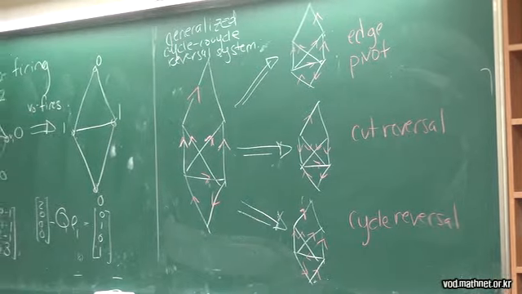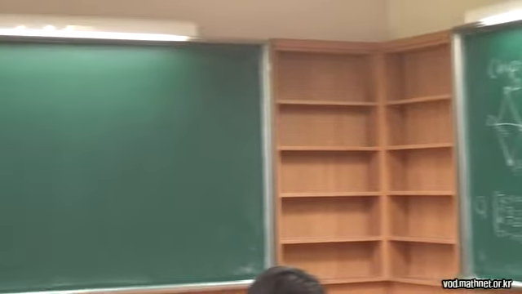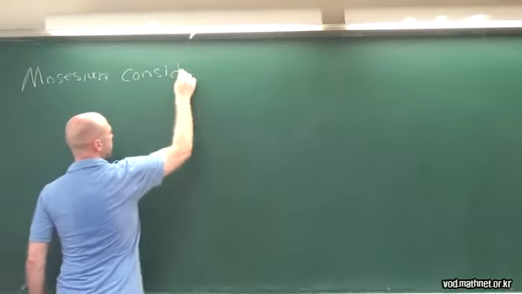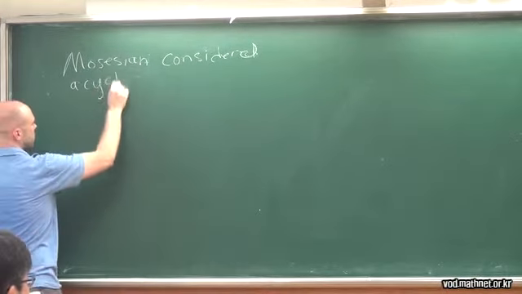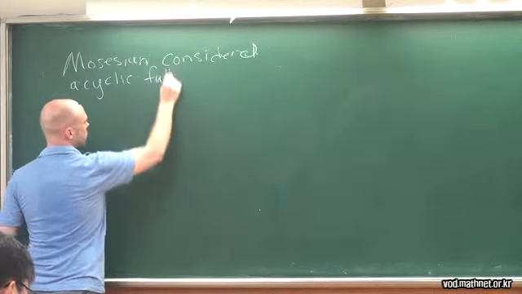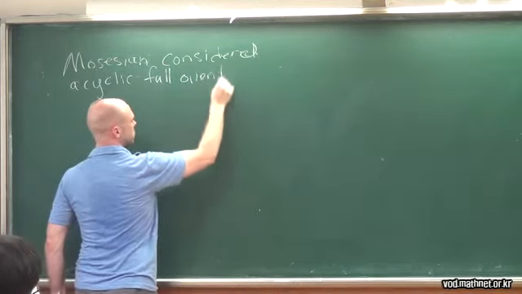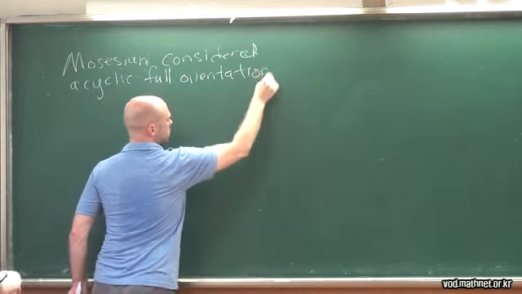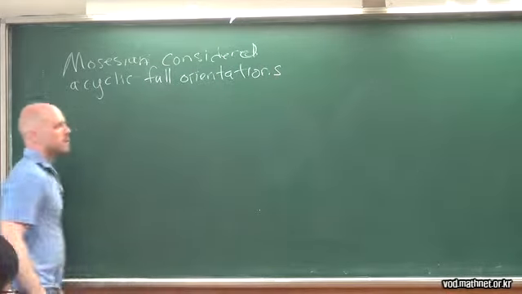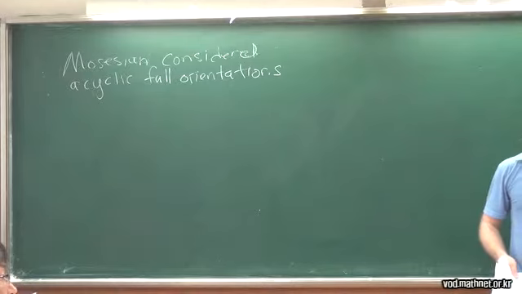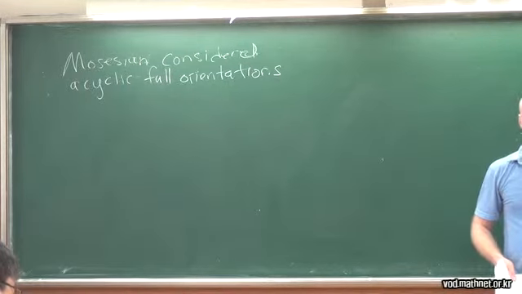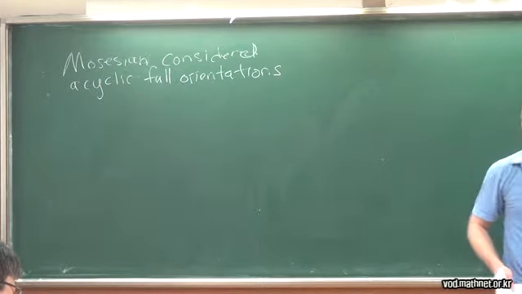So Mazessian considered acyclic full orientations. So what do I mean by that? I mean that there are no unoriented edges. So every edge in the graph is oriented, and there are no directed cycles. So that would be what Mazessian was thinking about.